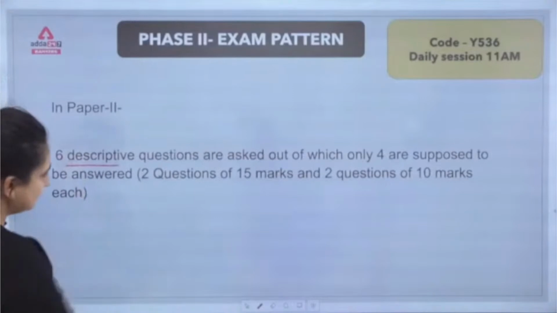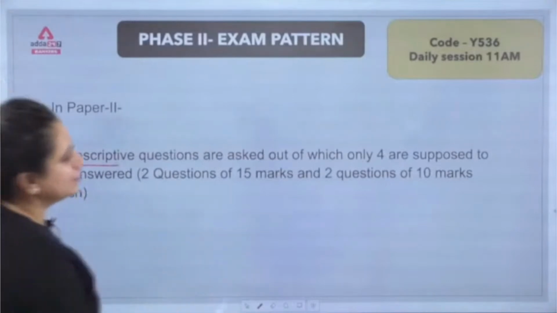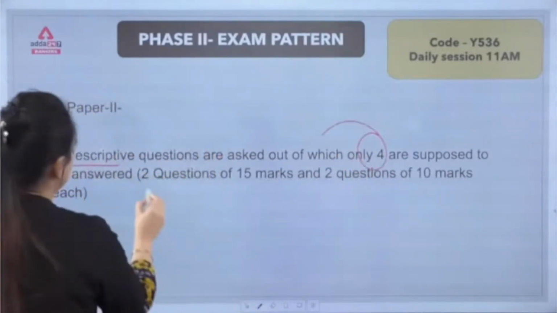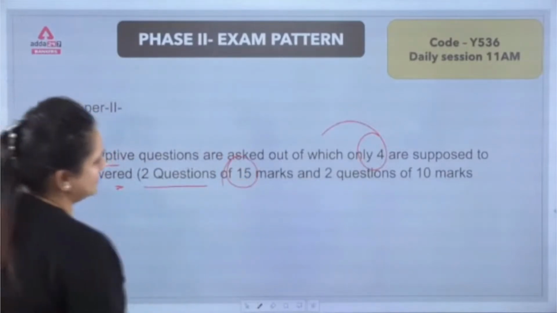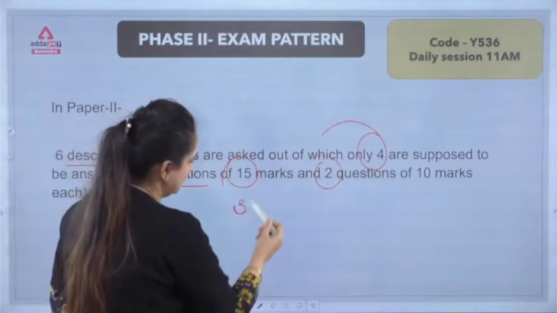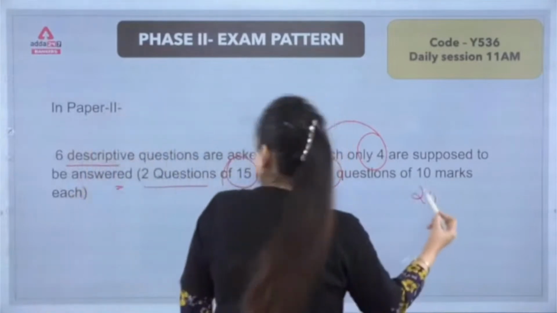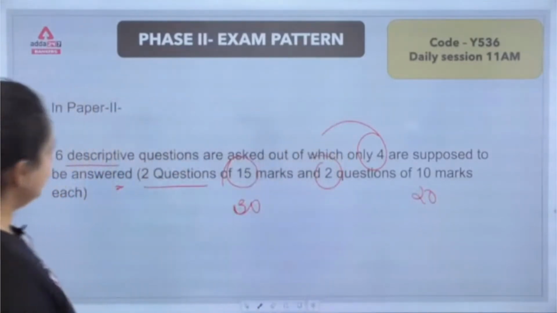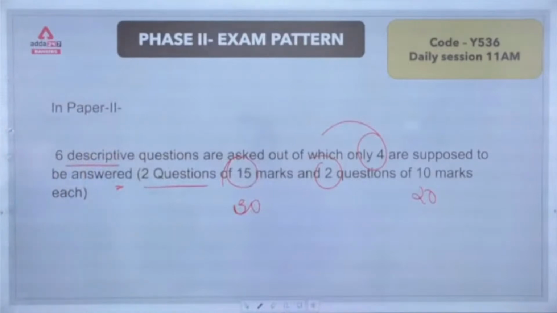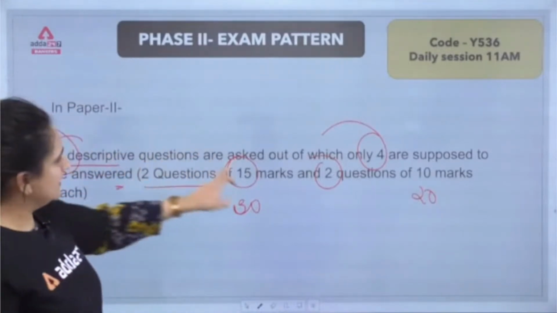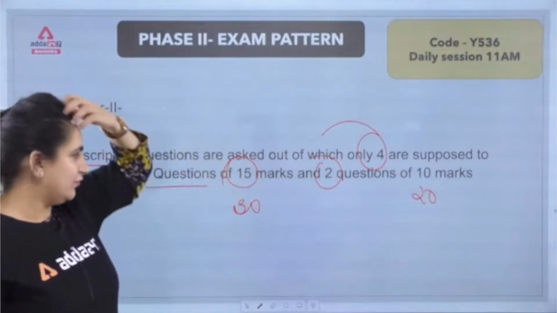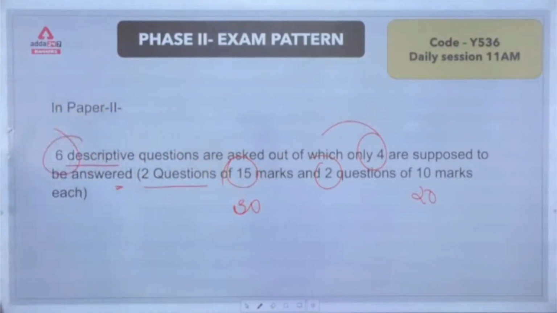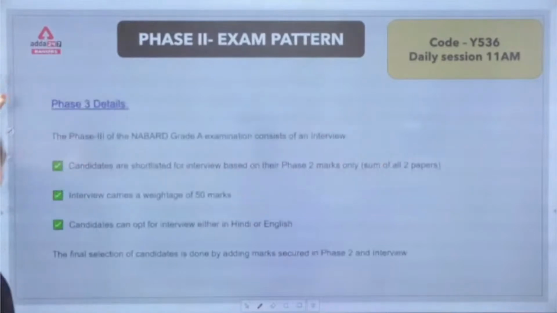Here 6 descriptive questions are asked, out of which 4 are supposed to be answered: 2 questions of 15 marks and 2 questions of 10 marks. So this says 30 and this says 20, which makes 50. So out of 6 descriptive questions, you have to answer 4, 2 for 15 marks and 2 for 10 marks.